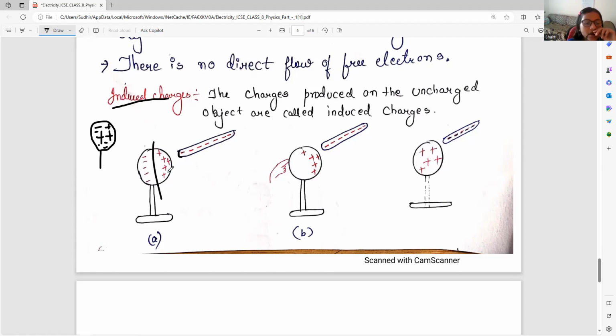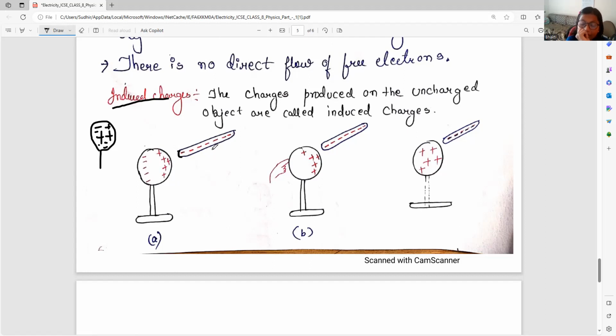Opposite charges attract each other. But this is not touched to this rod, right? It is leaving a distance between them. Therefore, when this rod is striked against the object, it will gain electrons.